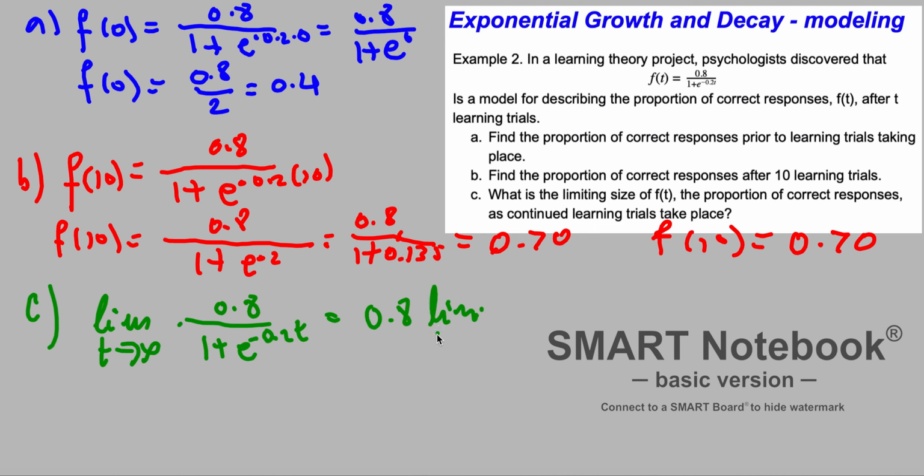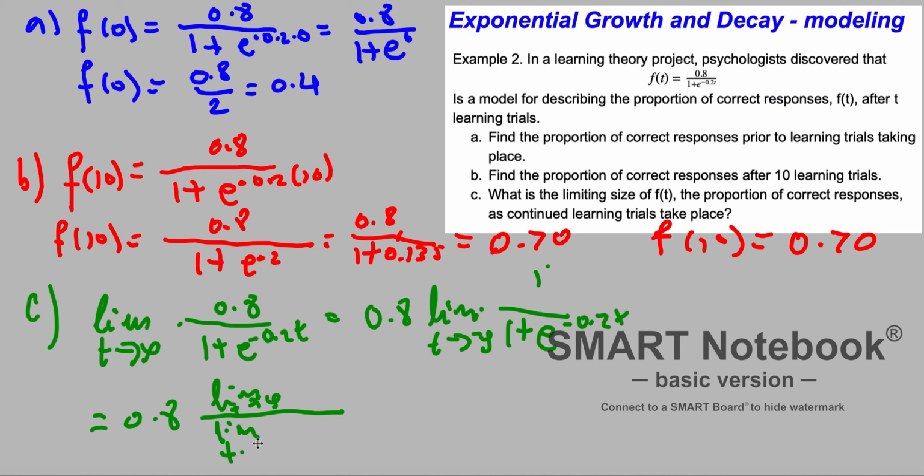What we have here is a limit as t goes to infinity. Sorry, let me erase this mess. We have 1 plus e to the exponent minus 0.2t. We can write this as 0.8 times the limit as t goes to infinity of 1 over, and the limit of 1 is 1. So it is 0.8 times 1 over 1 plus the limit of e to the exponent minus 0.2t.